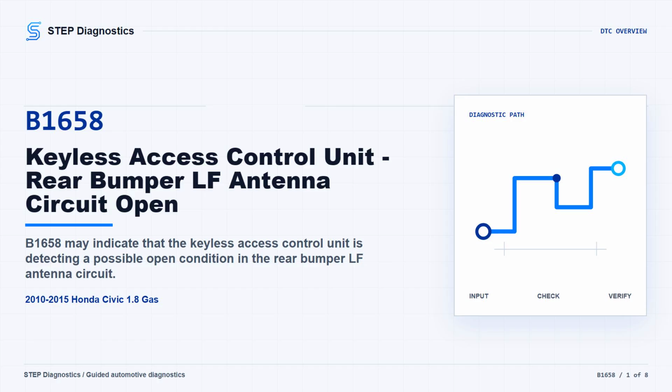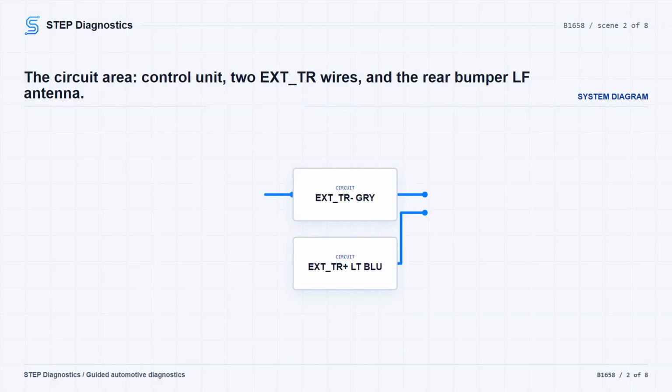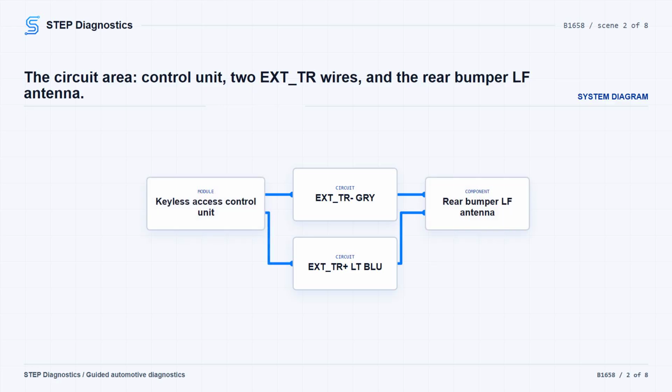The driver may notice keyless access behavior around the rear of the vehicle that is inconsistent or does not respond normally. The broad fault areas can include the rear bumper LF antenna, the EXDTR plus and EXDTR wiring, connector fit or terminal condition, and after the circuit proves good, the keyless access control unit itself.